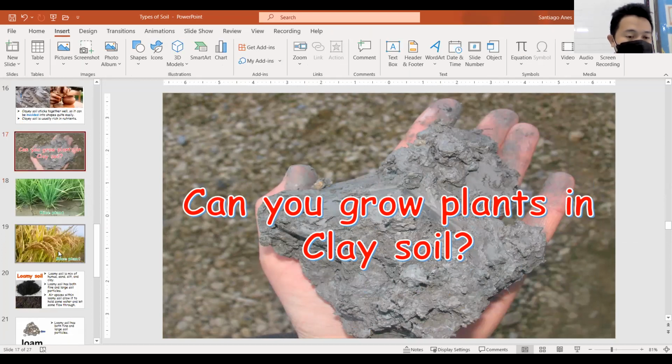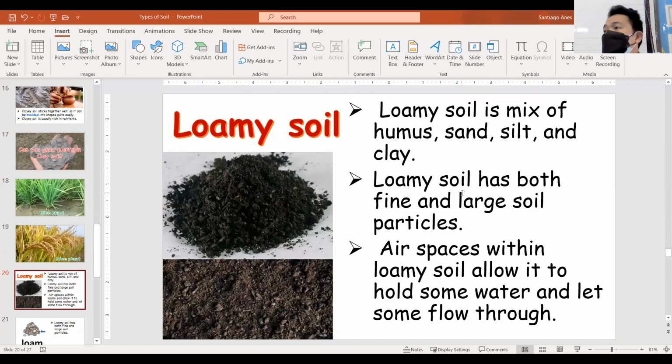Next, we have loamy soil. Loamy soil is mixed with humus, sand, silt, and clay. So that means loamy soil is a very good soil because it is mixed with these four types of soil here. Humus, we have sand, we have silt, and we have clay.